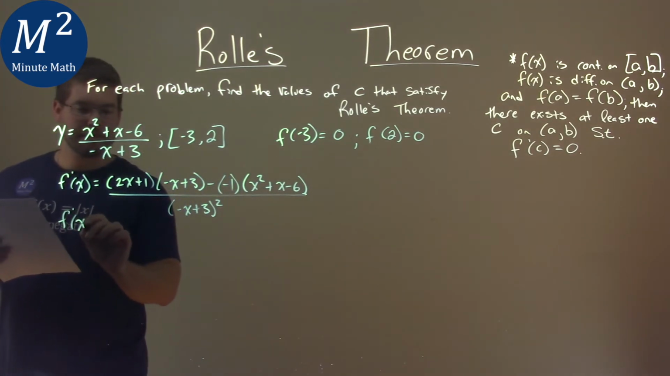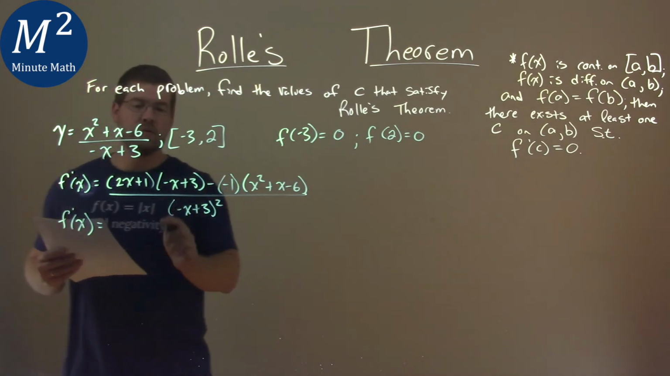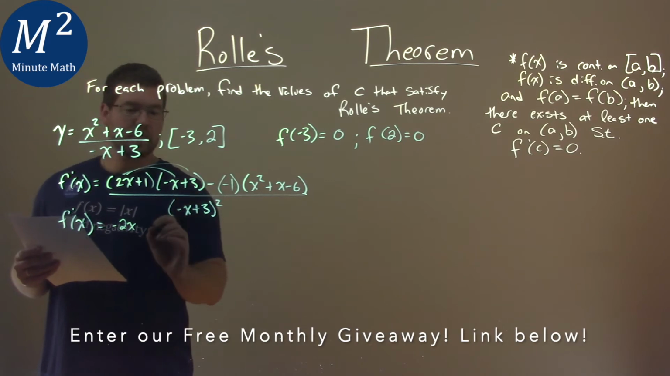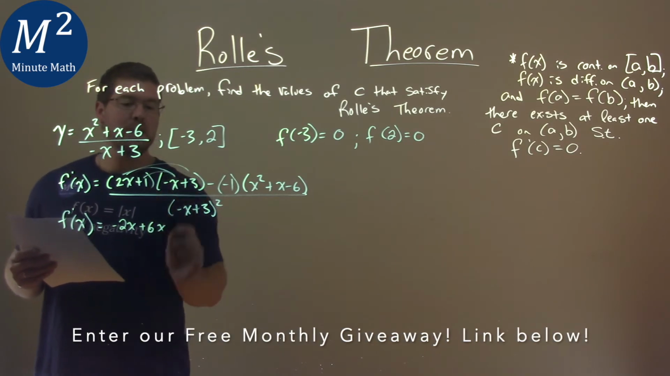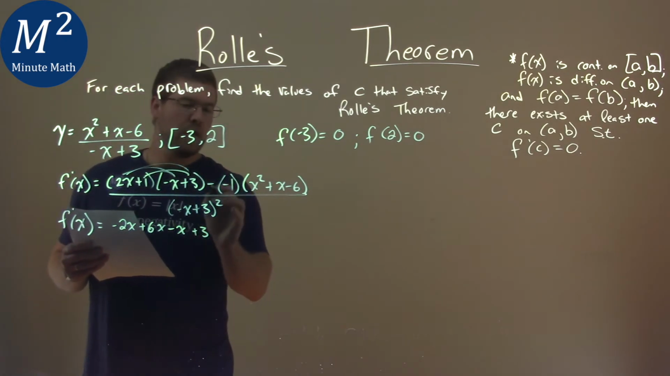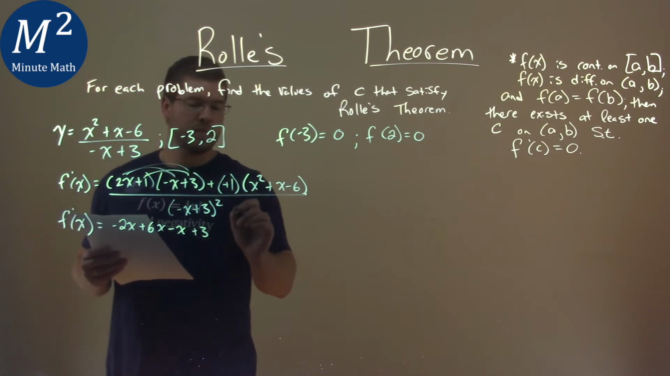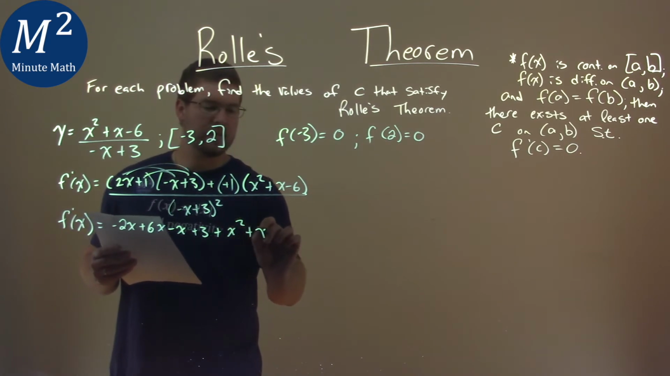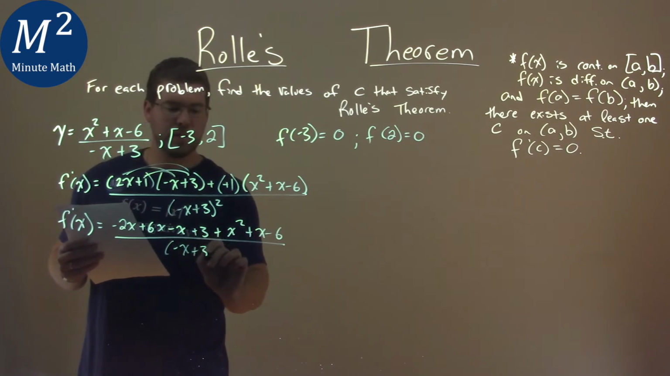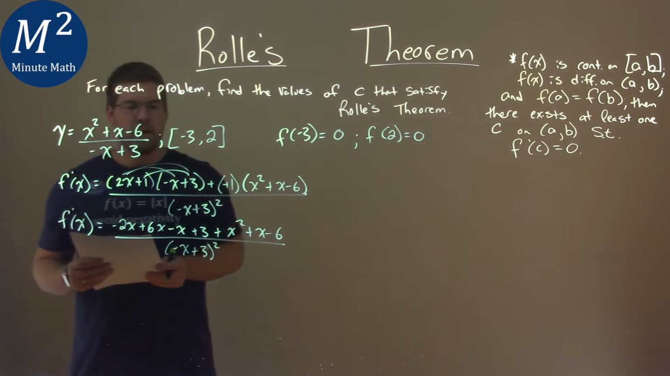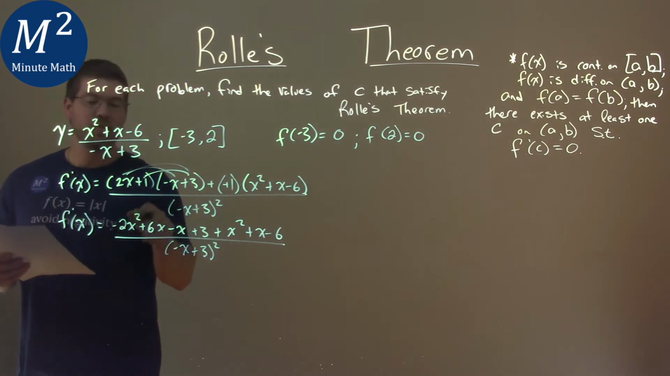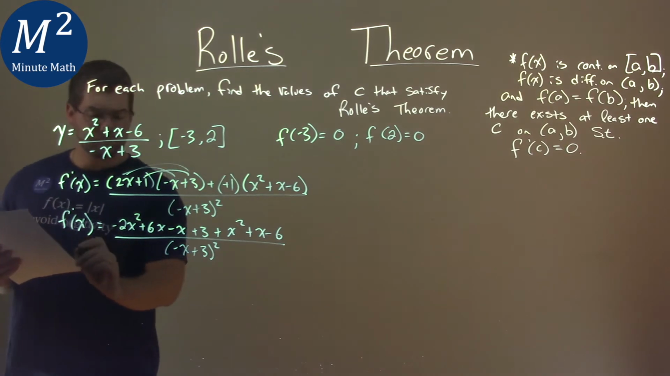F prime of x here is equal to, well, let's multiply this out. 2x times a negative x is a negative 2x squared. 2x times 3 is a 6x. 1 times a negative x is a negative x. And 1 times a 3 is a 3. The negative 1 cancels to be a positive 1. So we just add an x squared plus x minus 6 here, all over the denominator, negative x plus 3 all squared. Now from here, we need to combine, 2x squared, I almost forgot that. If you noticed that, let me know down in the comment section below.